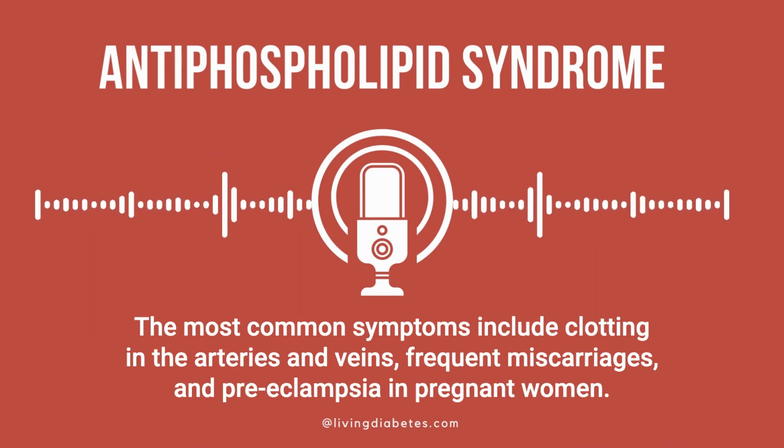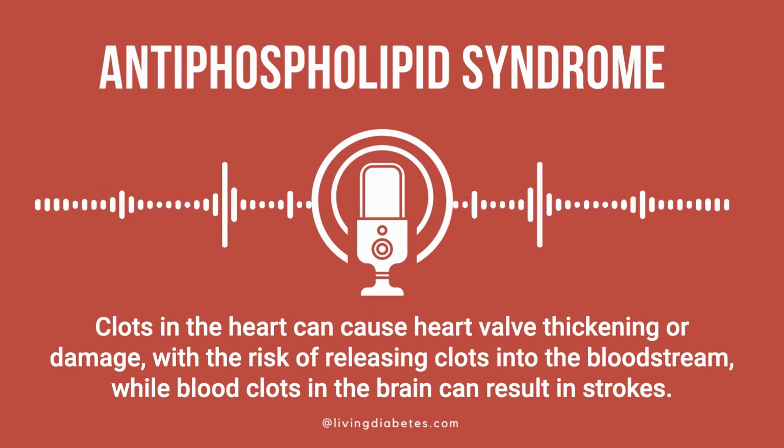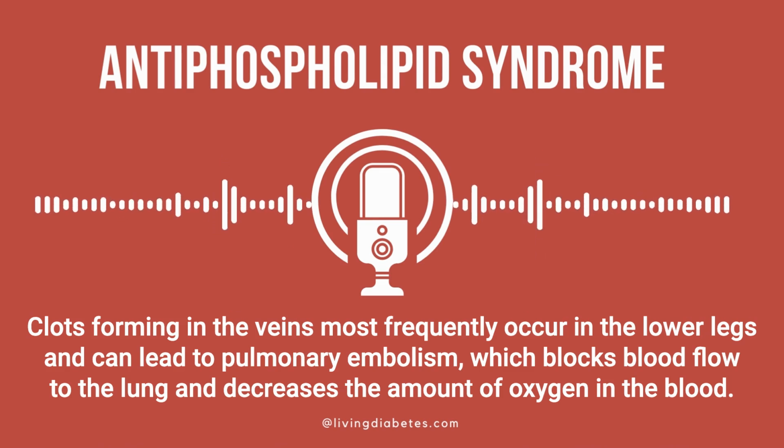The most common symptoms include clotting in the arteries and veins, frequent miscarriages, and preeclampsia in pregnant women. Clots in the heart can cause heart valve thickening or damage, with the risk of releasing clots into the bloodstream, while blood clots in the brain can result in strokes. Clots forming in the veins most frequently occur in the lower legs and can lead to pulmonary embolism, which blocks blood flow to the lung and decreases the amount of oxygen in the blood.